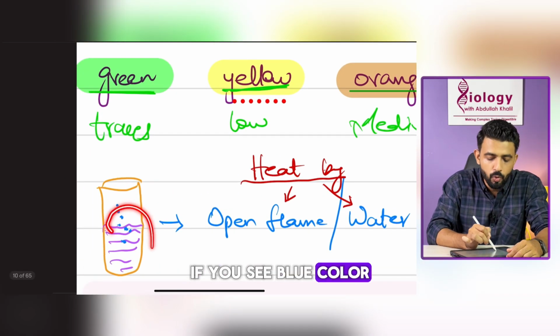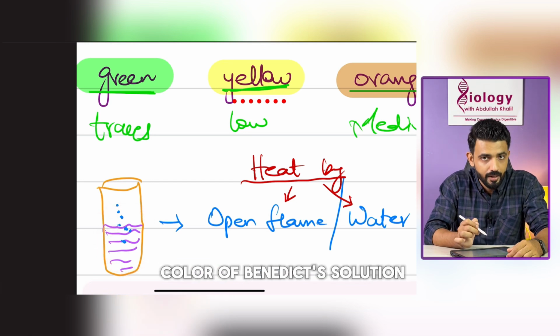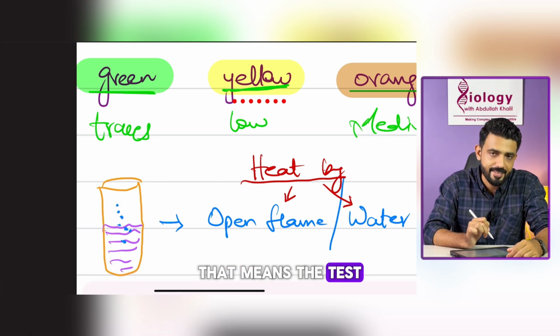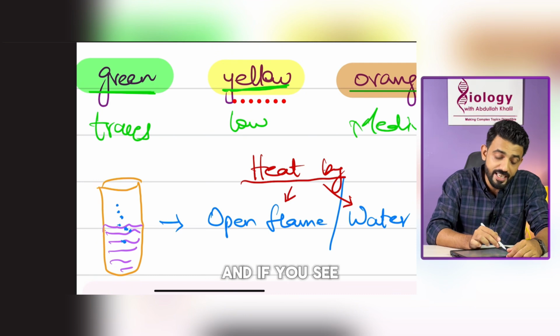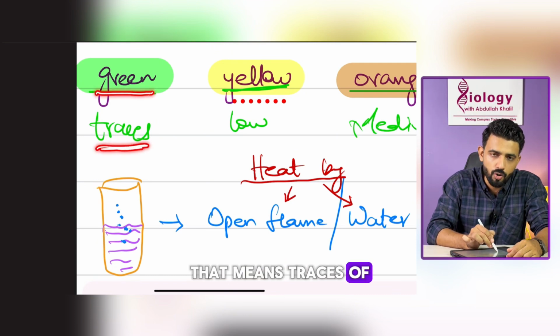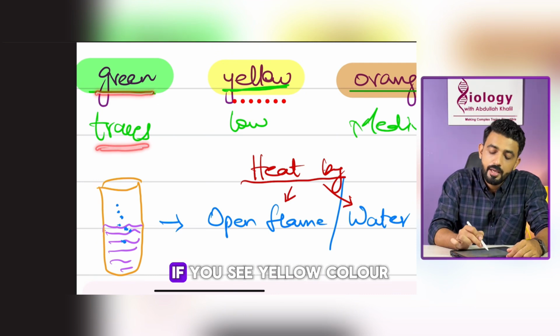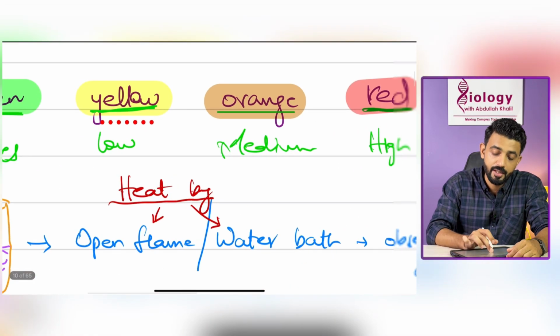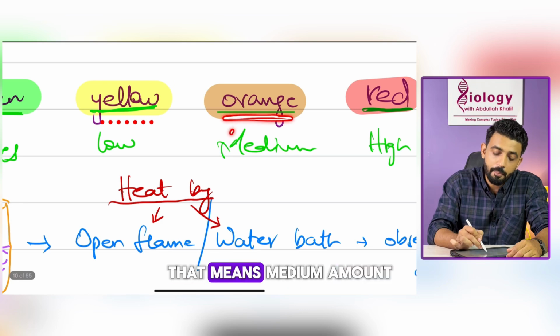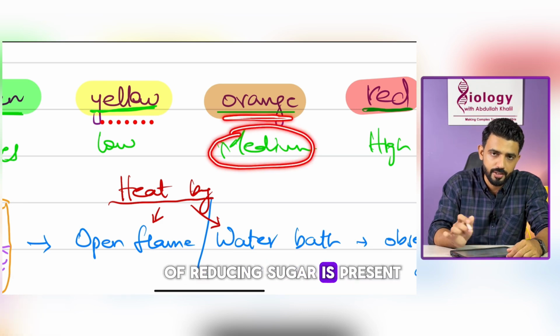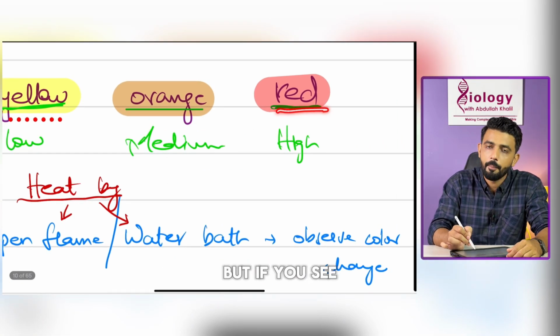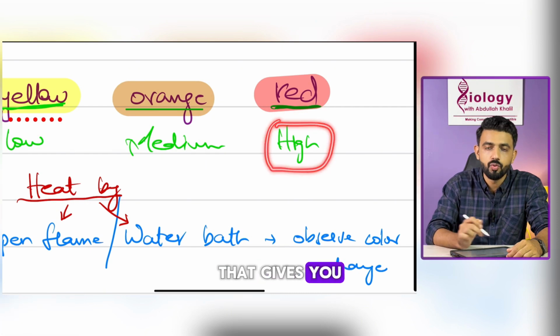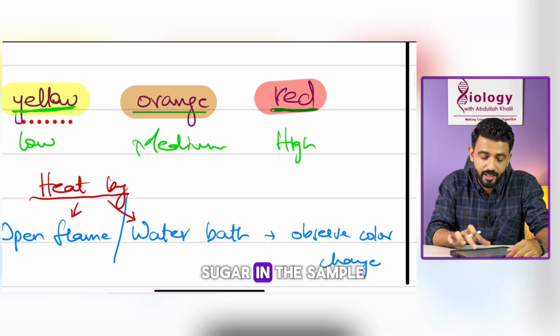If you see blue color, which is the original color of Benedict's reagent, that means the test is negative. And if you see green color, that means traces of sugar are present. If you see yellow color, that means a low amount of reducing sugar is present. If you see orange color, that means a medium amount of reducing sugar is present. But if you see brick red color, that gives you a high amount of reducing sugar in the sample.